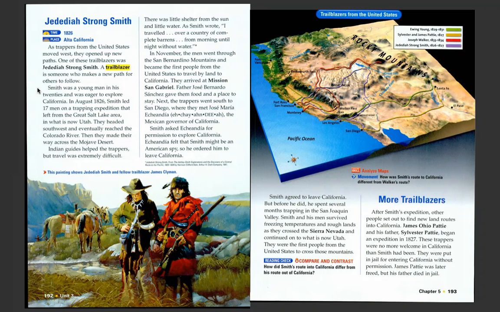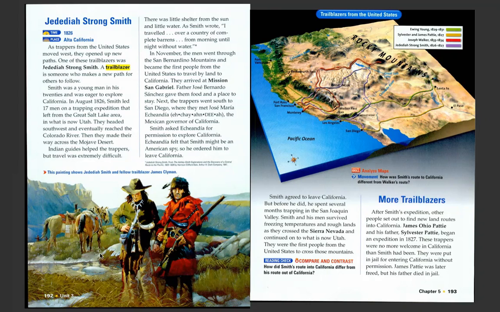Smith was a young man in his 20s and was eager to explore California. In August 1826, Smith led 17 men on a trapping expedition that left from the Great Salt Lake area in what is now Utah. They headed southwest and eventually reached the Colorado River. Then they made their way across the Mojave Desert. Indian guides helped the trappers, but travel was extremely difficult.